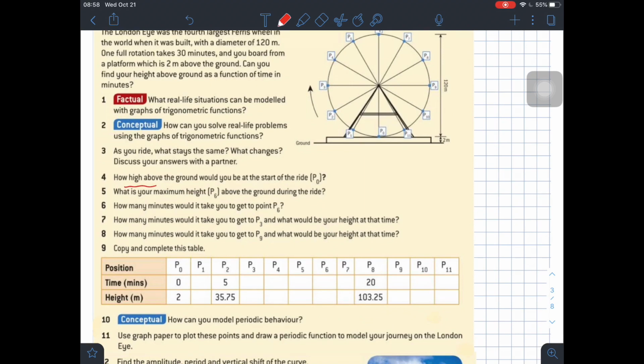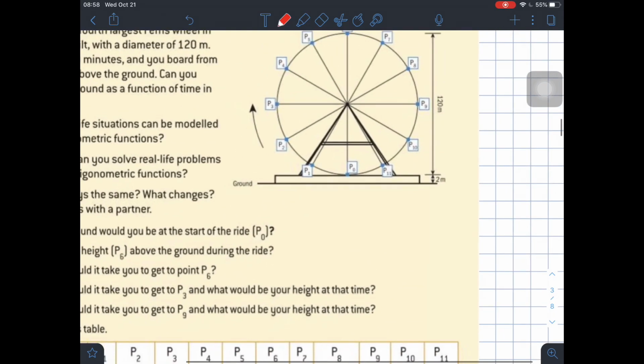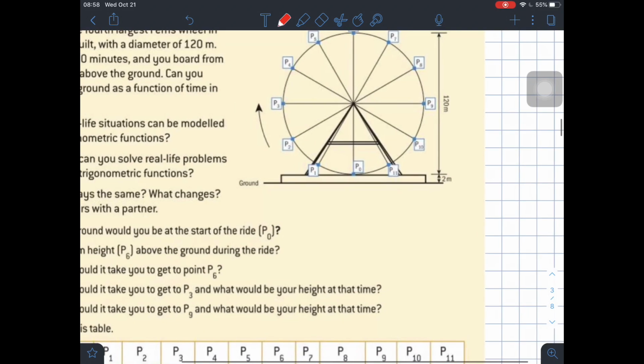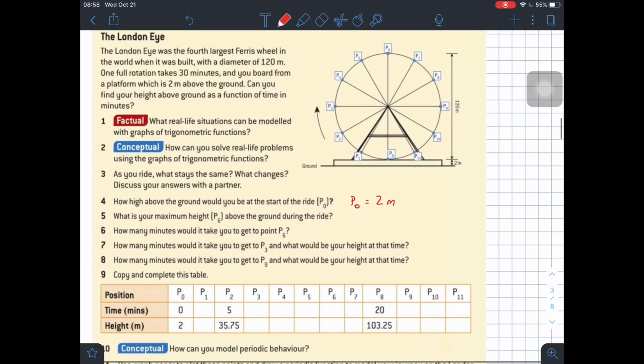Number 4, how high above the ground would you be at the start of the ride, P0? At P0, which is this position over here, at what height are we? We are at 2 meters, right? So P0, let me write that here. P0, our initial position, is equal to 2 meters in this situation.